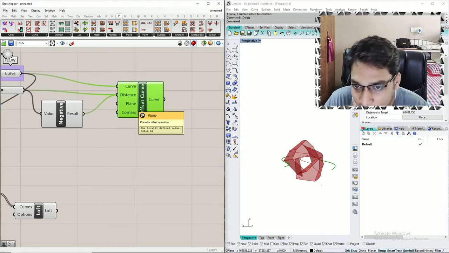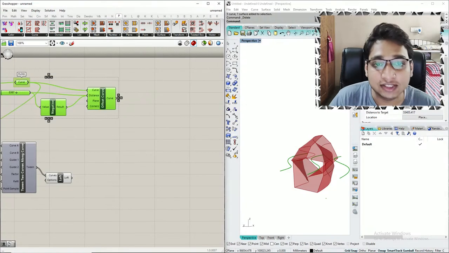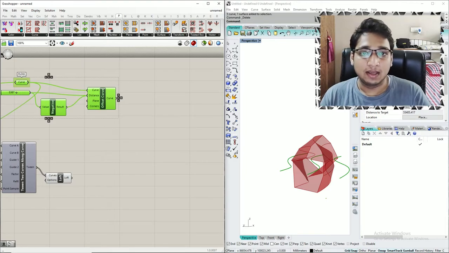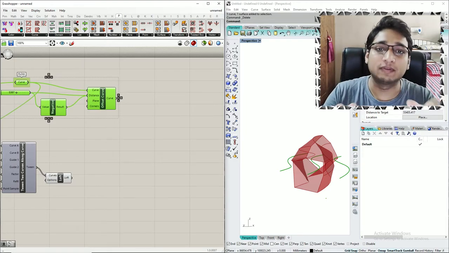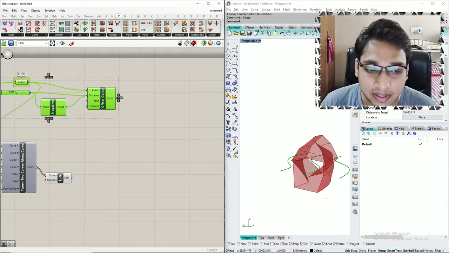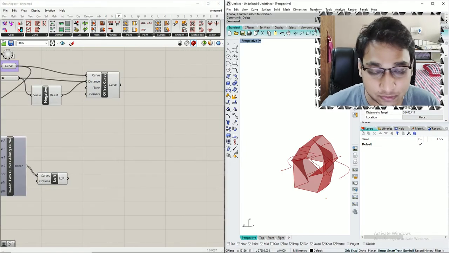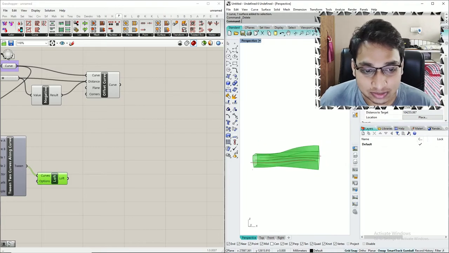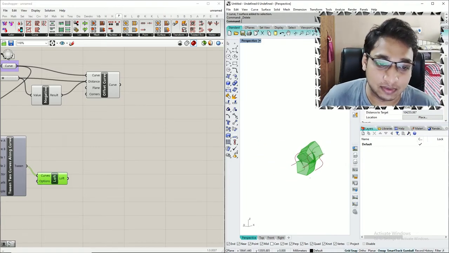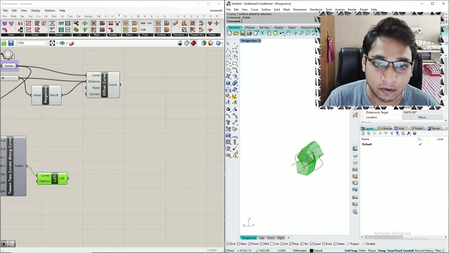Then if I talk about plane, I'll just demonstrate this part. You'll get to see the end product of the bridge in the graphic, but I won't be showing these steps in this video. So this is the kind of geometry which I would like to create for my bridge.